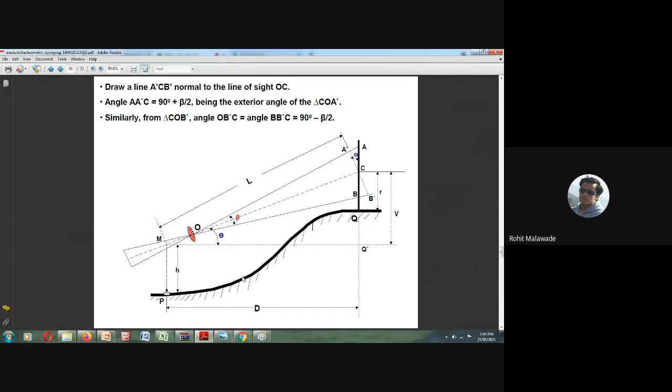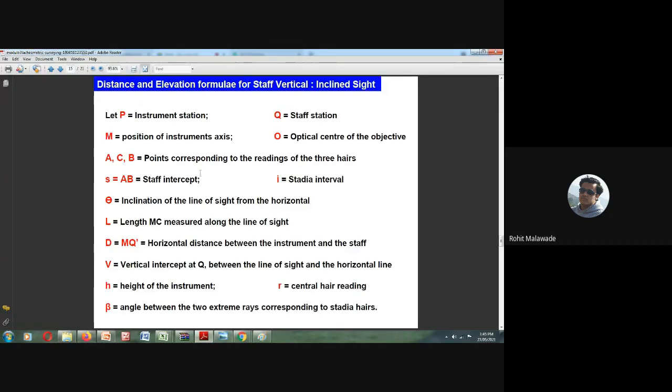It is present at some height, right? So the stadia hairs will be having the readings at A and B, and your crosshair will be reading at the center C. Then we will see what the different nomenclatures are. So ACB is clear. S is equal to AB, that is the staff intercept.